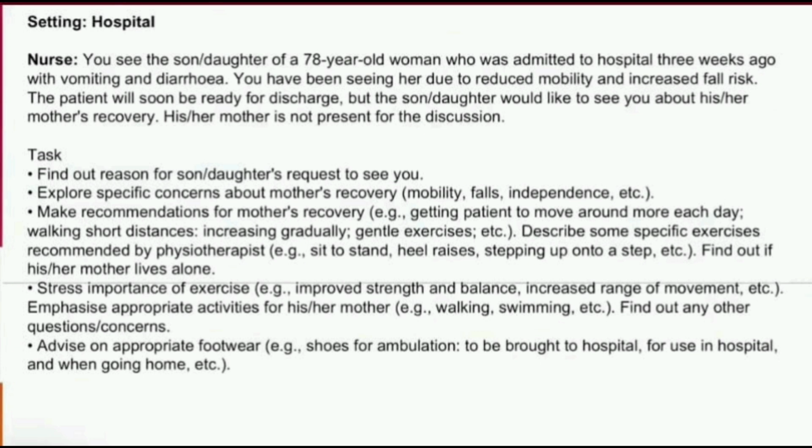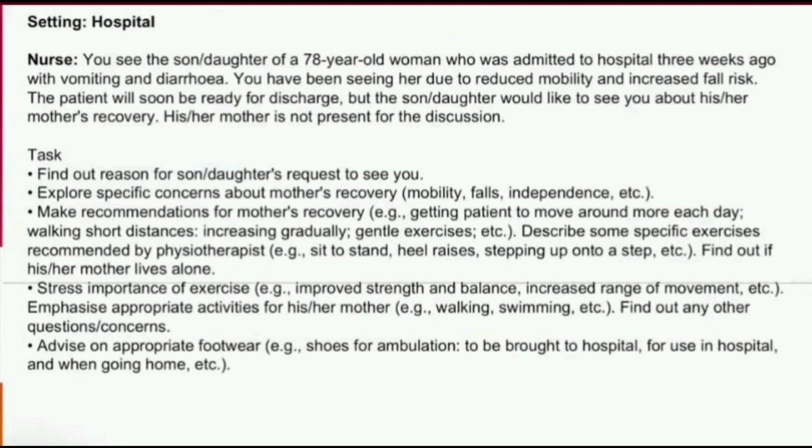Okay, next is the third one, that is make recommendations for mother's recovery. Example is getting the patient to move around more each day, walking short distances, increasing gradually, and then gentle exercise, etc. So firstly I will focus on this point only.